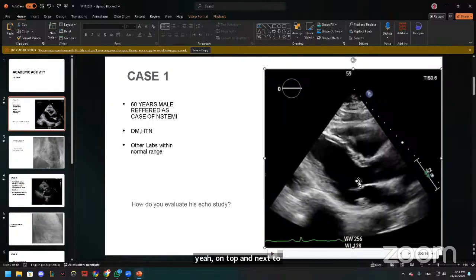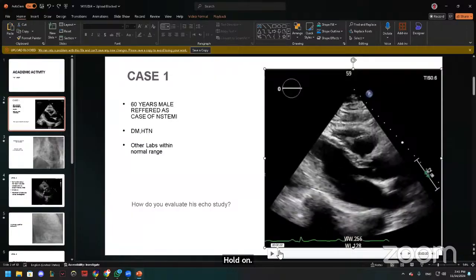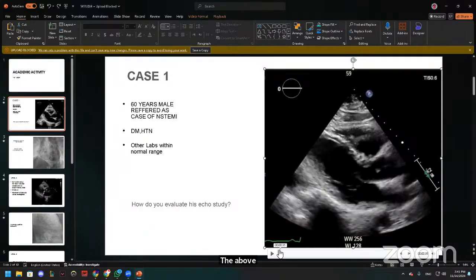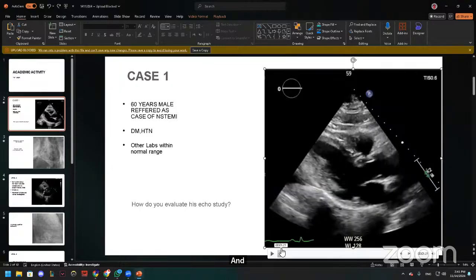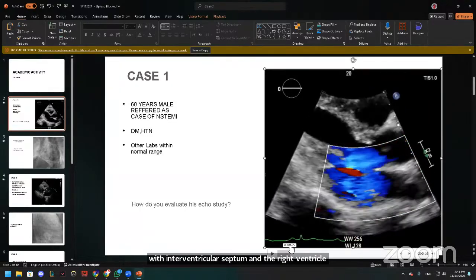This one? Or this one? This is the LVOT and the aortic. Well done. Above, there is the aortic valve, and then the interventricular septum and the right ventricle. Excellent, from bottom to top.